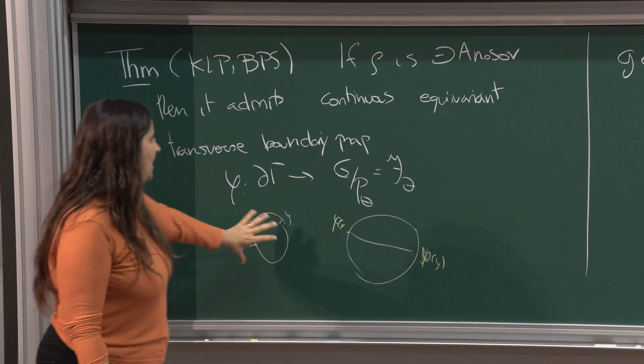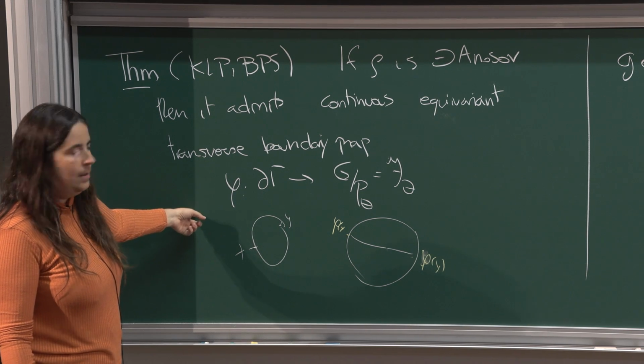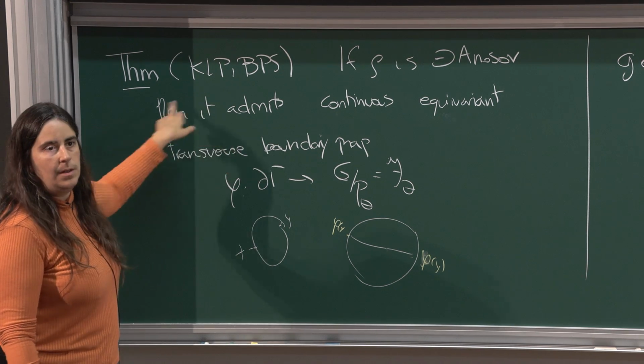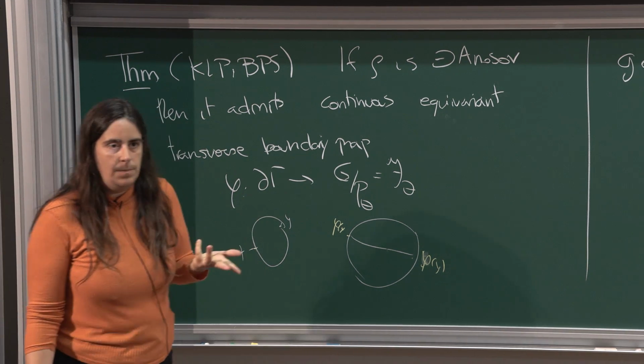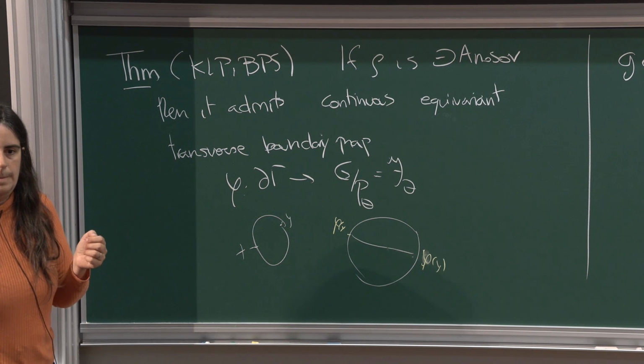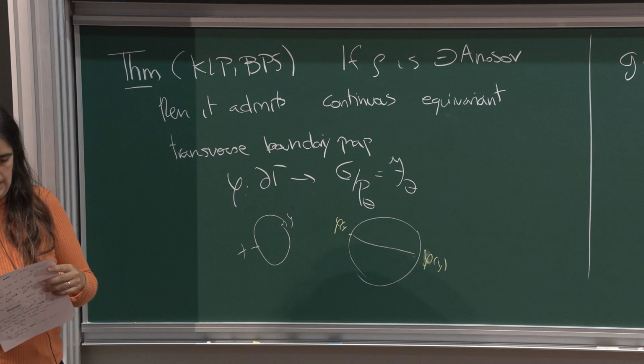But in case of an Anosov representation, I really have a circle in here, or something homeomorphic to the boundary of gamma, which has this strong property. Because in higher rank, being transverse is really a condition. It's not just being distinct. Okay. Any questions on this?